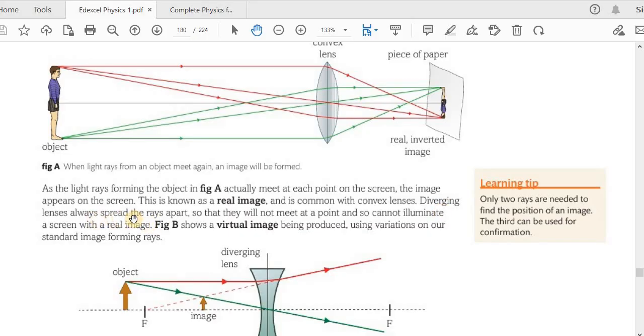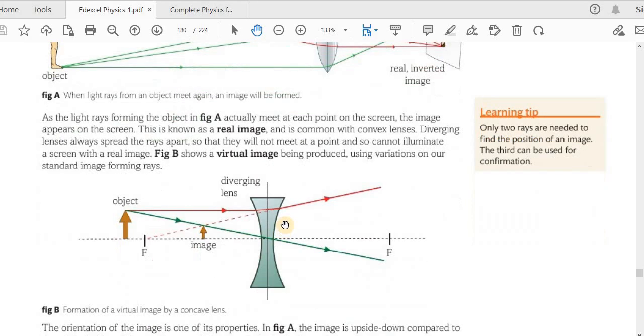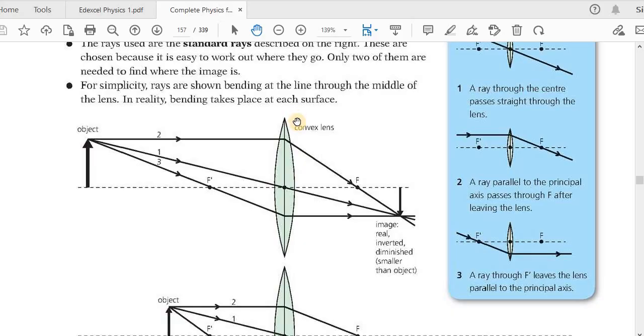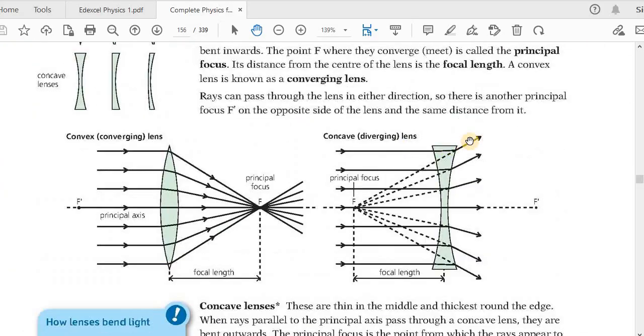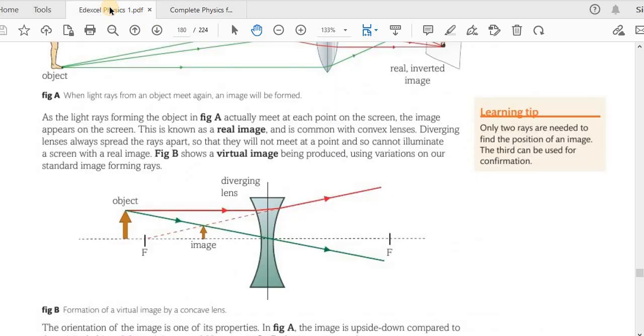Diverging lenses always spread the rays apart. See, the concave lens is a diverging lens. It spreads the rays apart. We saw that in the previous lesson as well, and here you can see this is a concave lens. It's spreading the light rays apart. It's diverging the light rays. So they will not meet at a point and so cannot illuminate a screen with a real image.